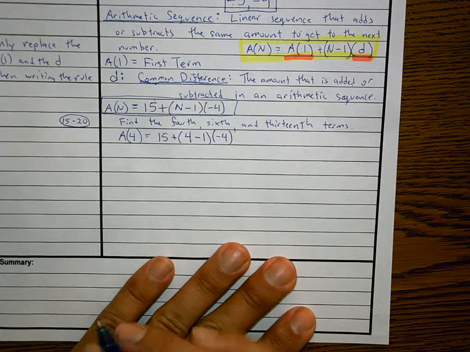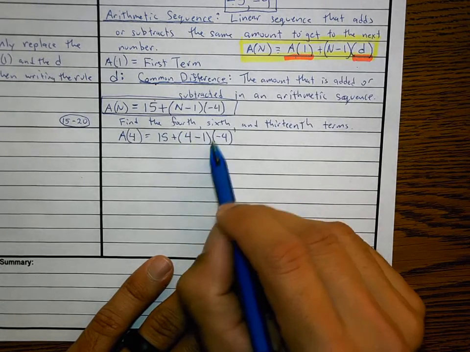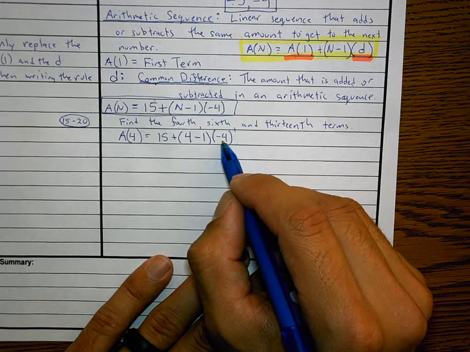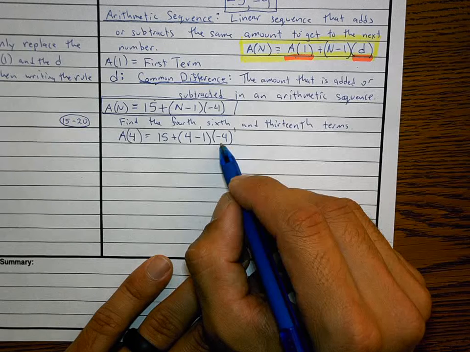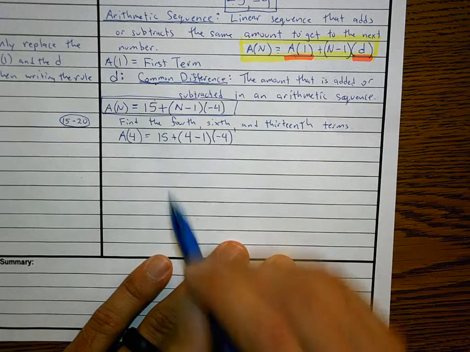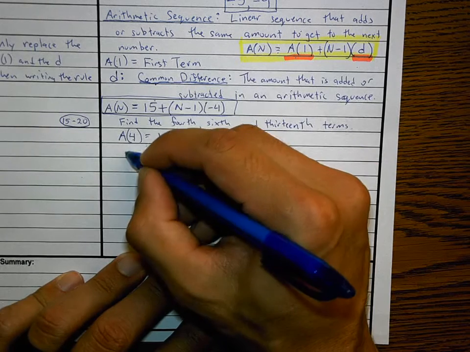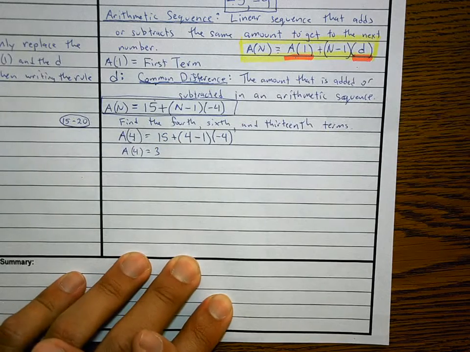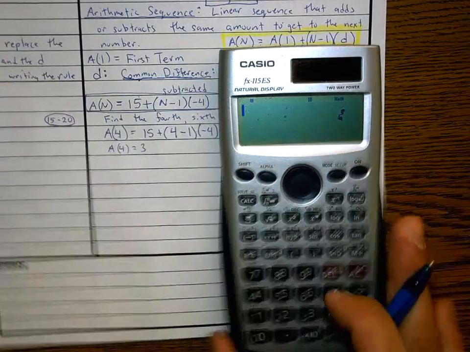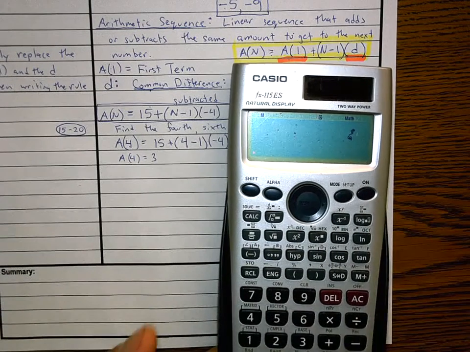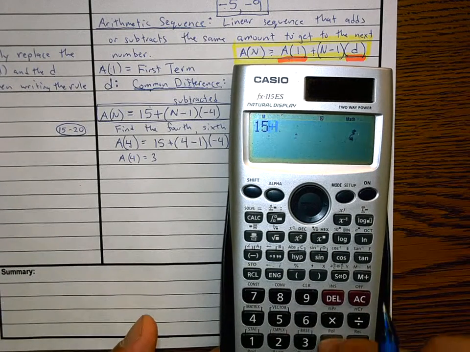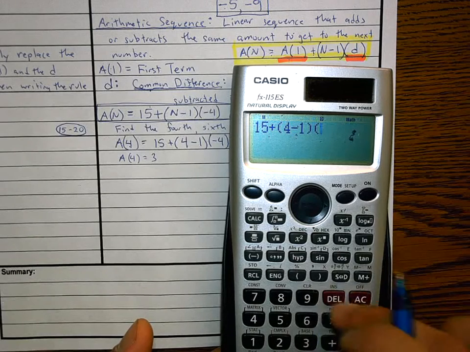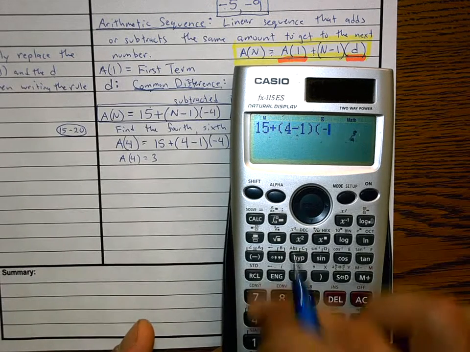Okay? Order of operations, parentheses, 4 minus 1 is 3 times -4 is -12. 15 minus 12 is 3. If you want to double check yourself, here's the 15 plus parenthesis 4 minus 1, end of parenthesis times -4. I think it'll let me do this.